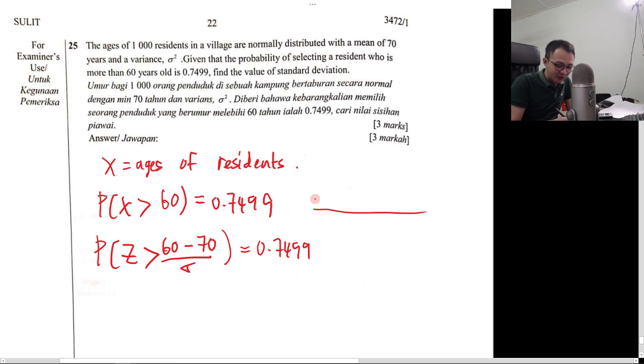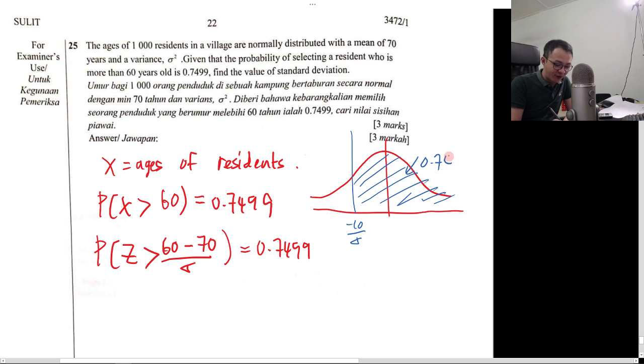Alright, then I will draw out the bell-shaped diagram. Oh my god, so ugly, my bell-shaped diagram. So for more than 0.7499, I know my value must be on the negative side. So this is 60 minus 70, which is negative 10 over standard deviation. This area over here is 0.7499. Then I can know the other area easily by using 1 minus it, so it equals 0.2501.